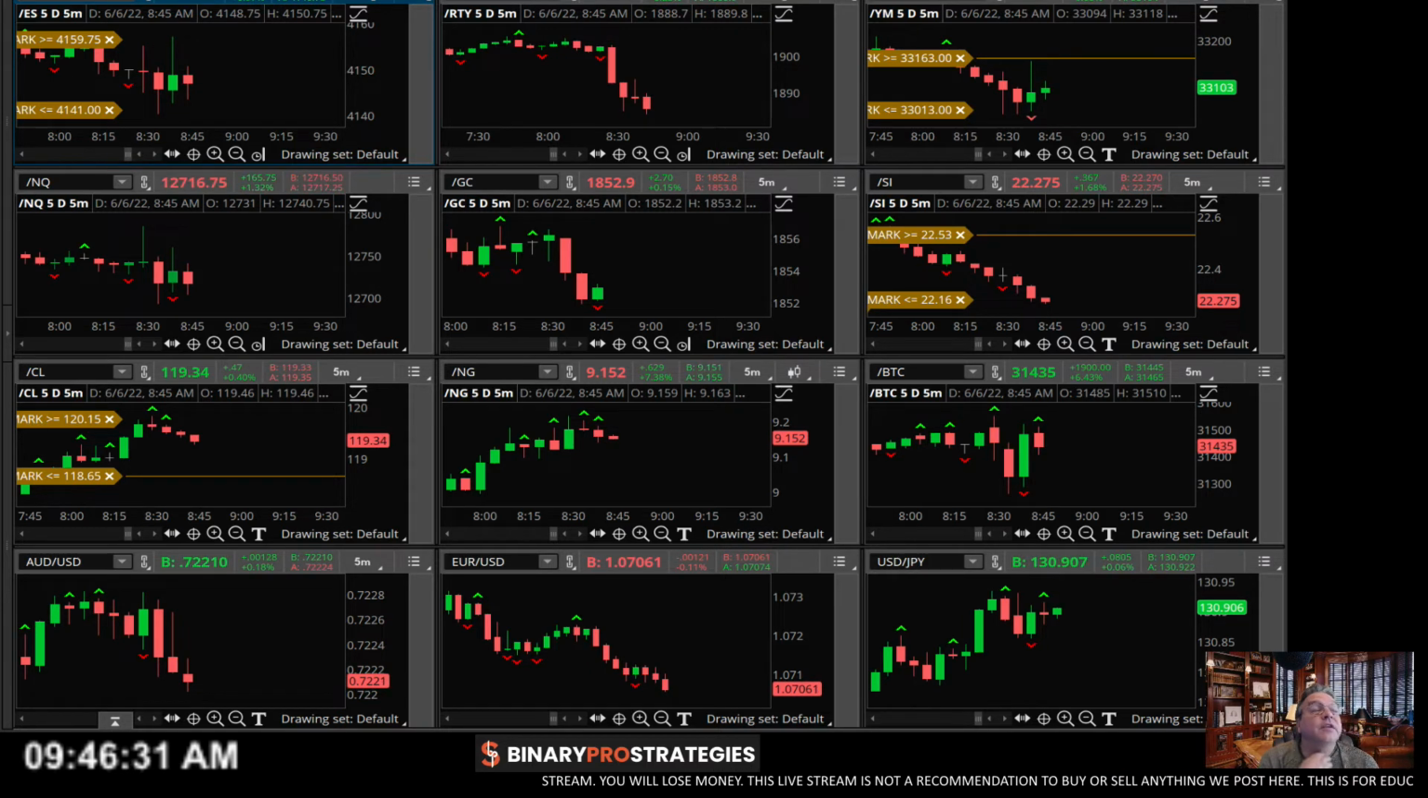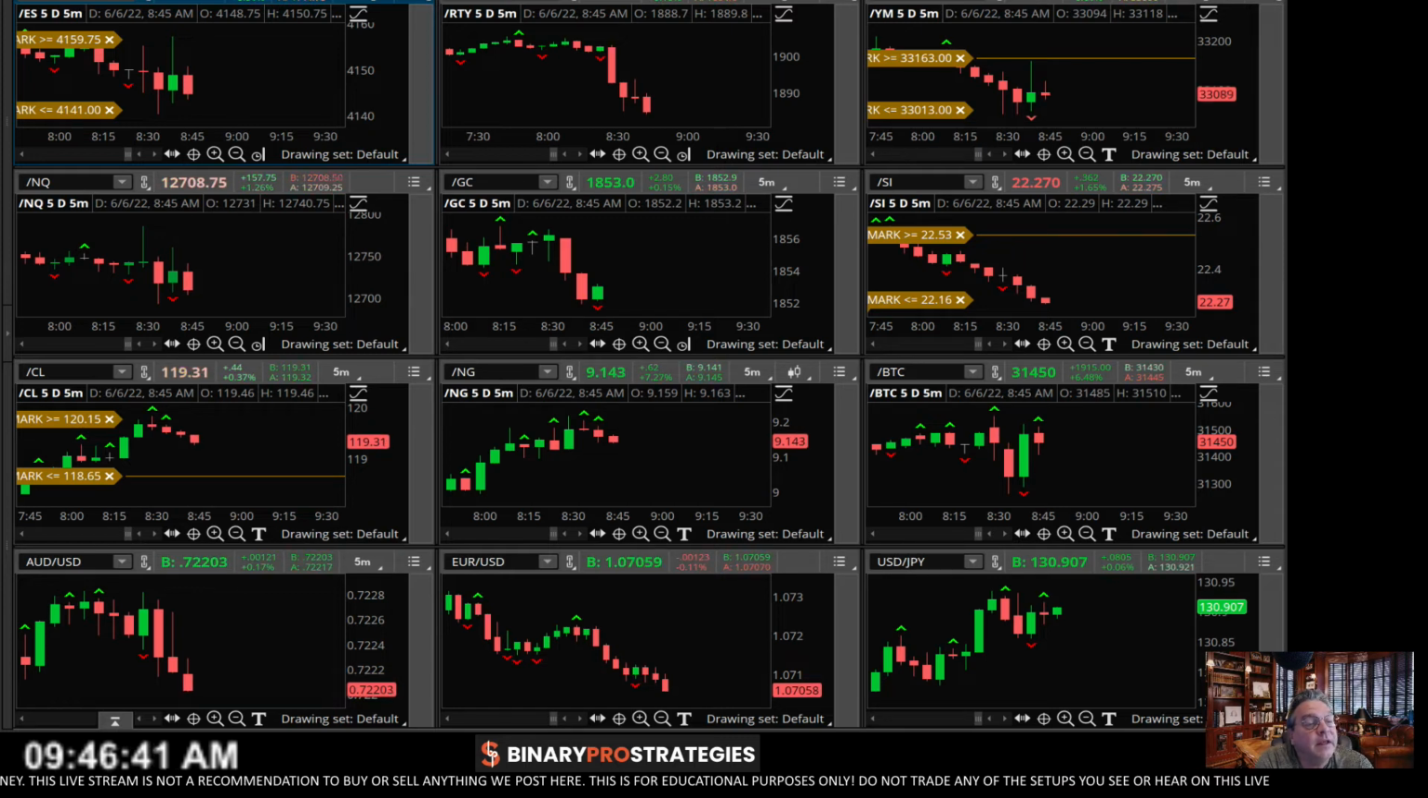I don't see anything here on the currencies. Short silver, reverse went long ES. Be careful on that ES. Still short YM, which is your mini Dow. NQ's trying to set up a short, but not yet. Watching that.